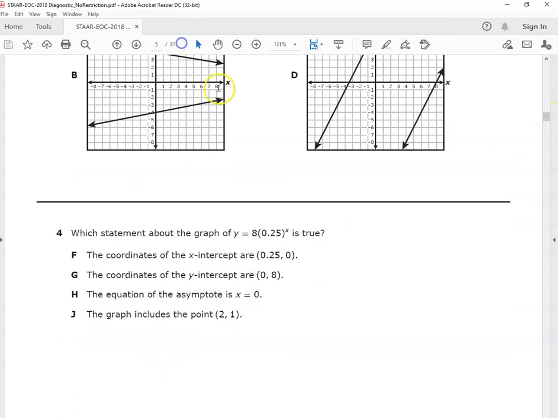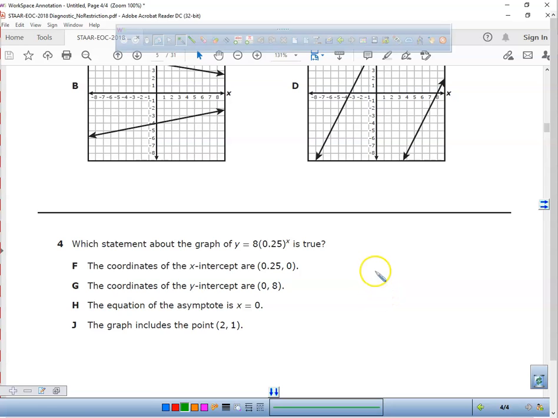Okay. This is something new. We have not taught you this yet, all right? This is an exponential graph. So what I'd like you to do is write the parent function for all your exponentials. I want you to understand the A value represents what's called your initial value.